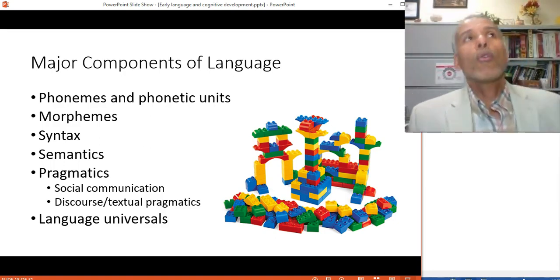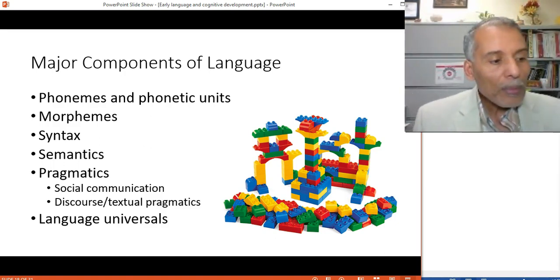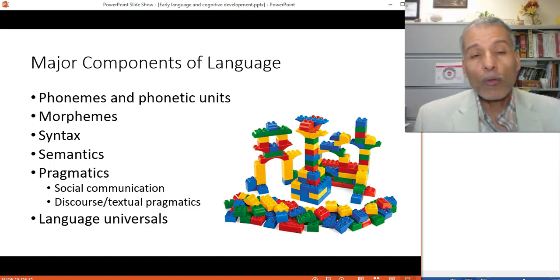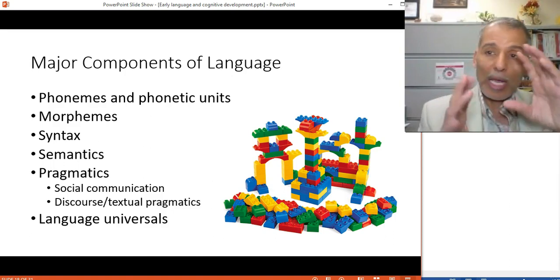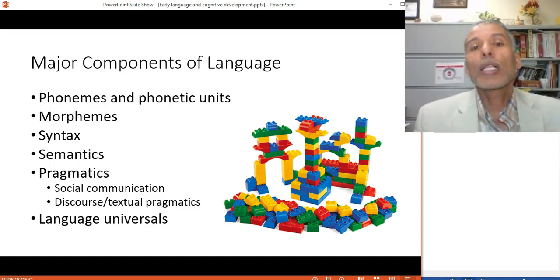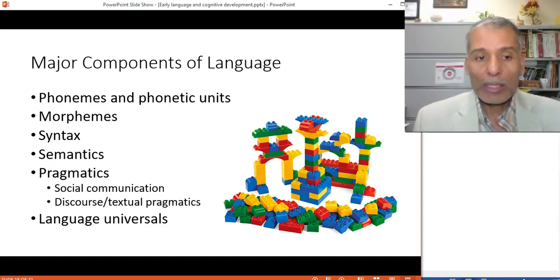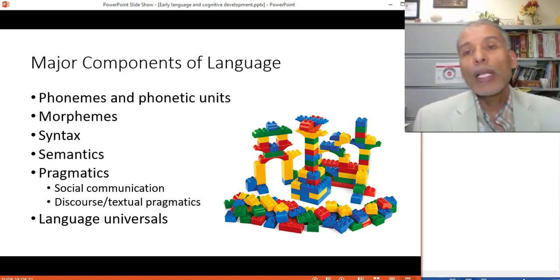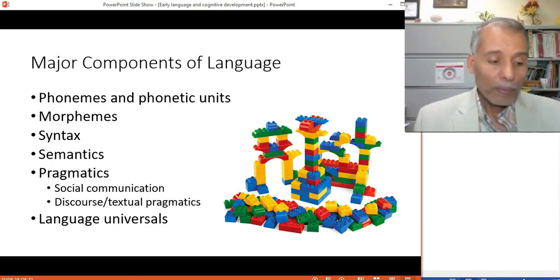But when you only deal with written text, from a perspective of how it is connected, how it is established, organized, and so on, you look at textual pragmatics. You look at discourse. You analyze it and get meaning out of it. But when you say social communication, it is using language for social communication purposes to achieve social communication goals.